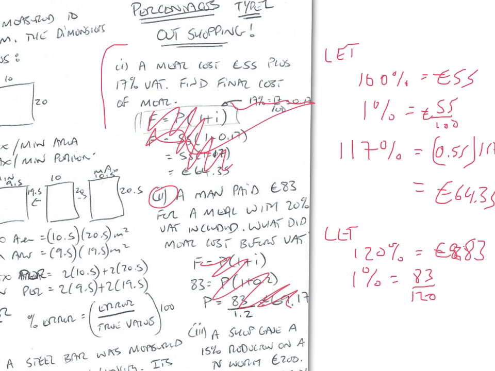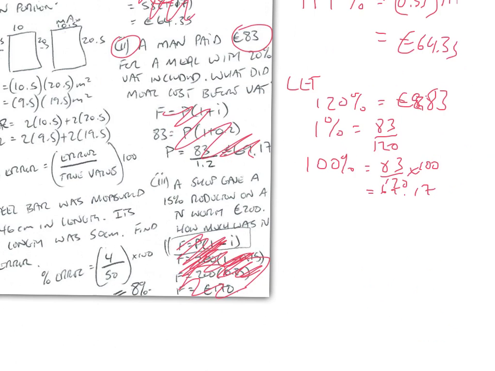So the price before the VAT was added was just the 100%, which is equal to 83 divided by 120 times 100, and that's equal to 69.17. So the price of the meal before the VAT was added was €69.17, and if you got 20% of 69.17 and added it to 69.17, you should get 83. Okay, a shop gave a 15% reduction on a TV worth 200. How much was the TV?